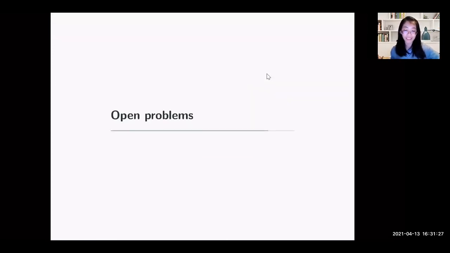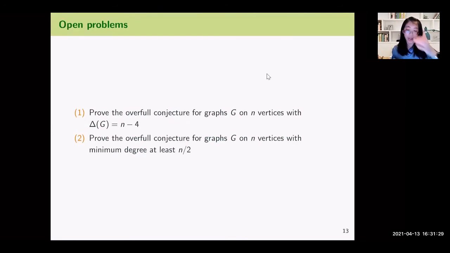out. So finally, I will talk about some open problems. The first I mentioned before: can we prove the overfull conjecture for graphs G with n vertices and maximum degree equal to n minus 4? And the second problem is, what about the overfull conjecture for a graph G on n vertices which has a large minimum degree, about n over 2?